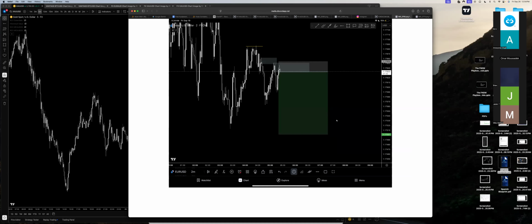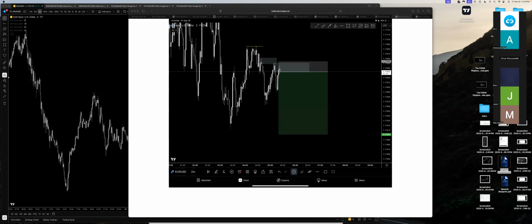Can you see it? Yes or no? Does anybody see it? Do you see the OFD here? So the reaction isn't the best, but it's still valid because if we zoom into like M1, I promise you there is a move to the upside.